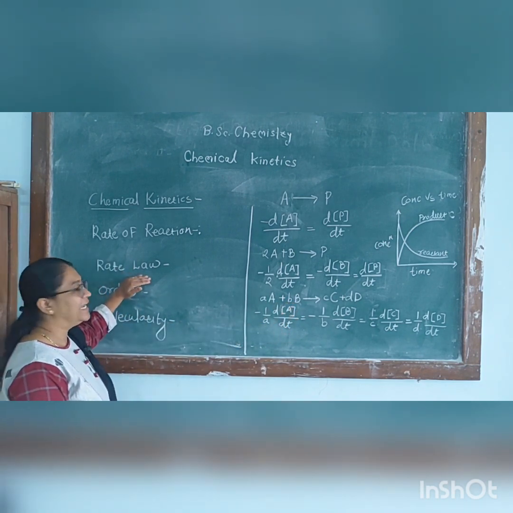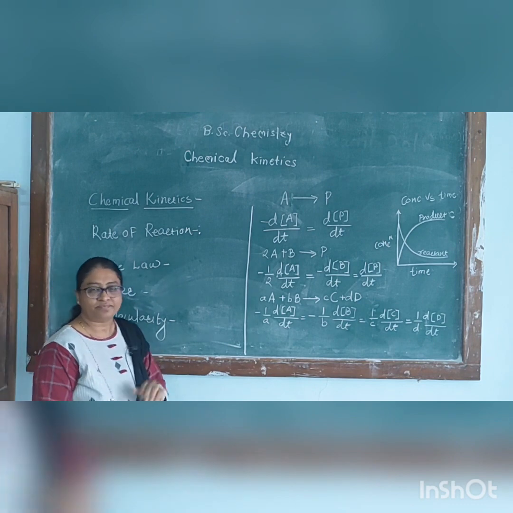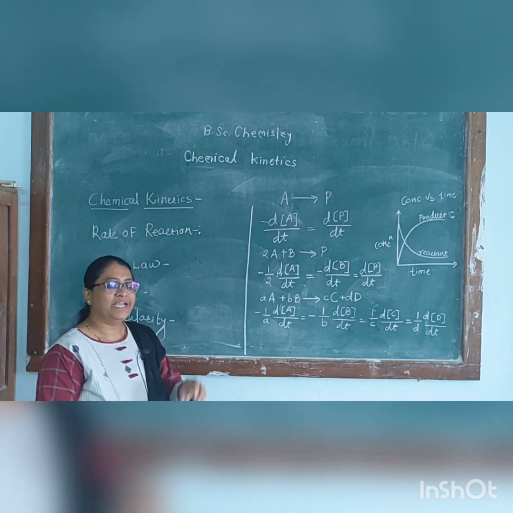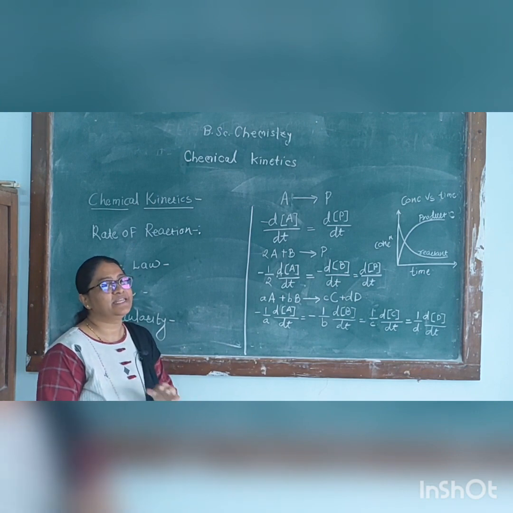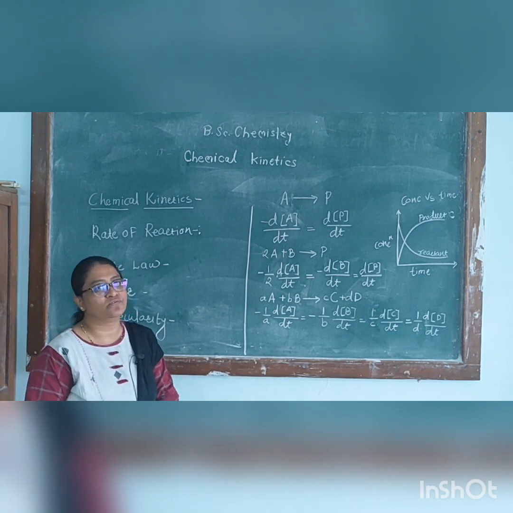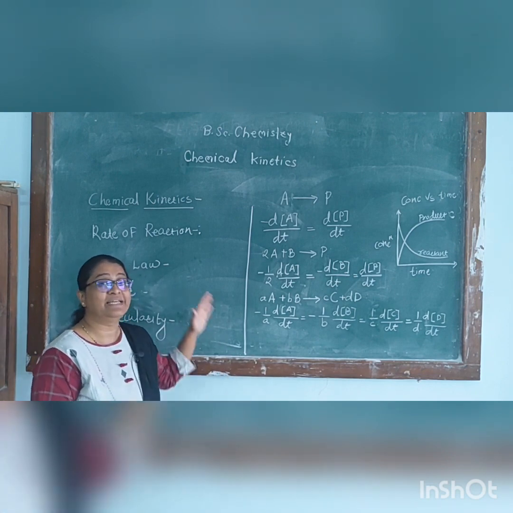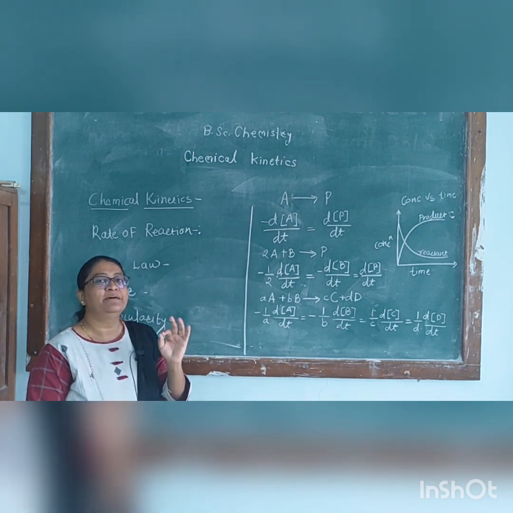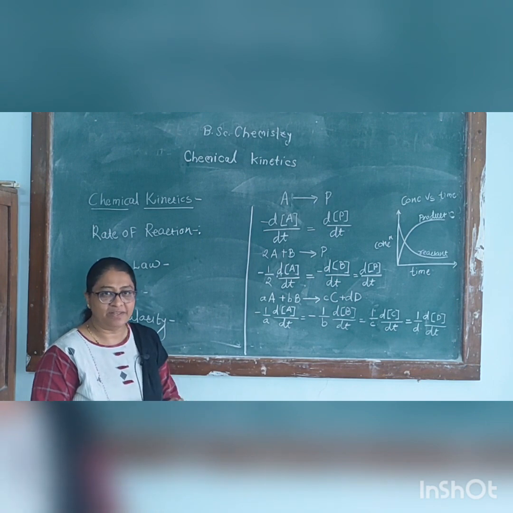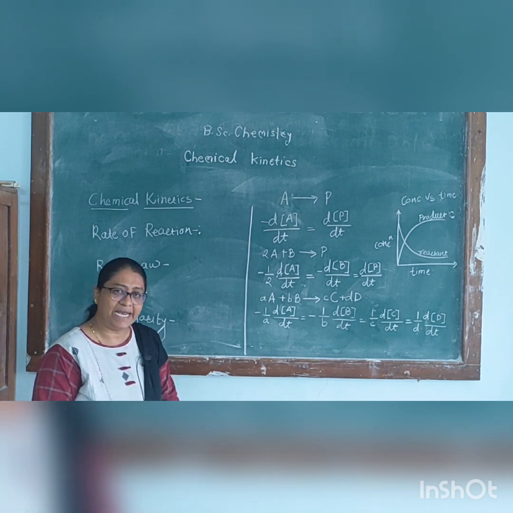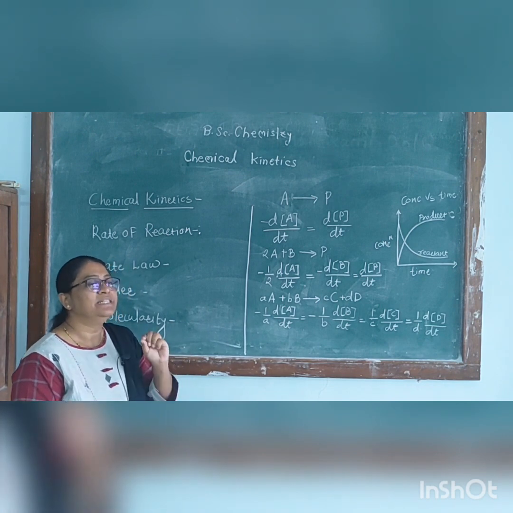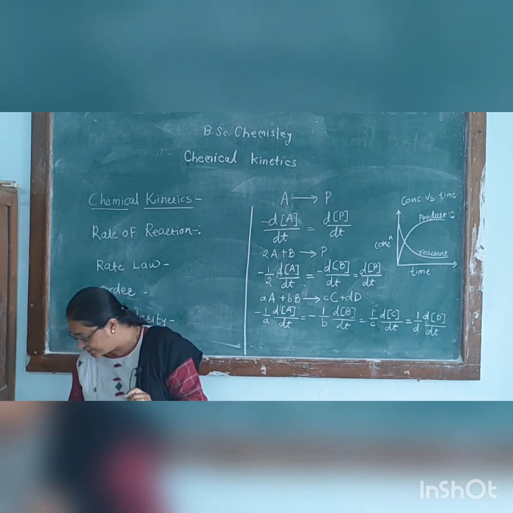Now the second term of kinetics is the rate law. According to the law of mass action, the rate of any reaction is directly proportional to the concentration of the reactants, and depending on that the rate law is determined. The rate law is defined as the mathematical relation between the rate of the reaction and the concentration of the reactants.